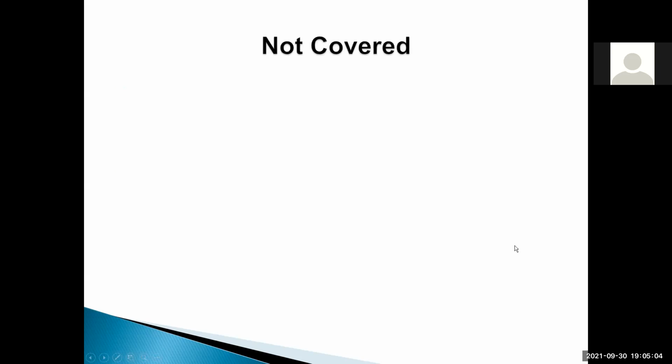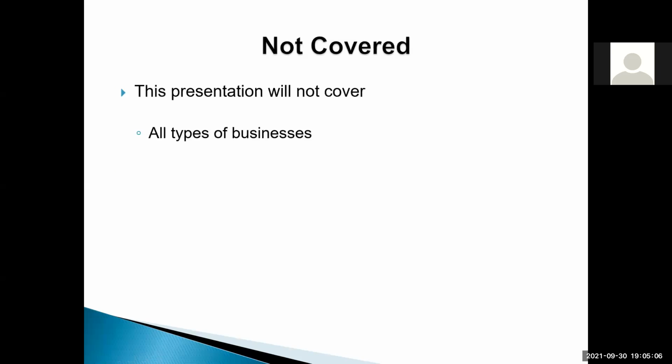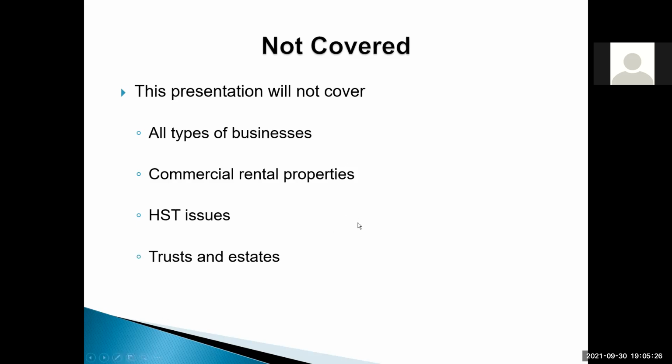A few things we're not going to cover. We're not going to cover all types of businesses. We're focusing on real estate here. But we're not going to look at commercial rental. It's just residential. We're not going to really get into HST issues that can get very complicated very quickly. And we're not going to talk about trust and estates.